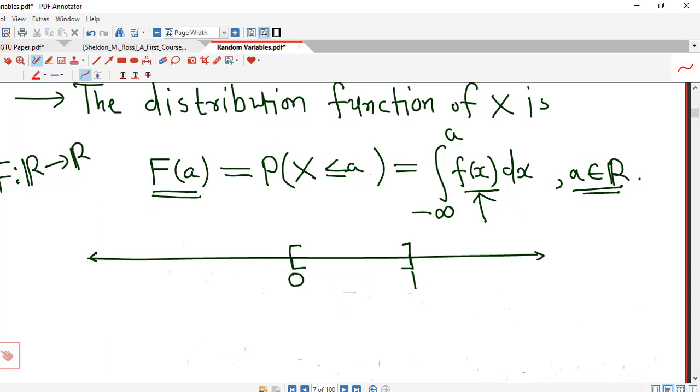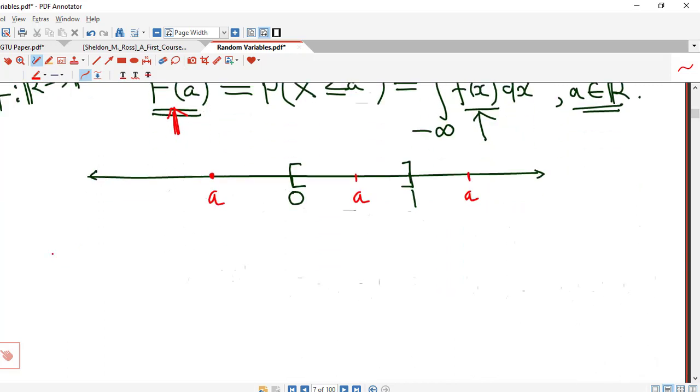We will find the value of F(a) if a is to the left side of this interval, that is if a is negative. We will find the value of F(a) if a lies between 0 and 1, and we will find F(a) if a is to the right side of this interval, or if a is greater than 1. We consider all these cases one by one. First we consider a negative.